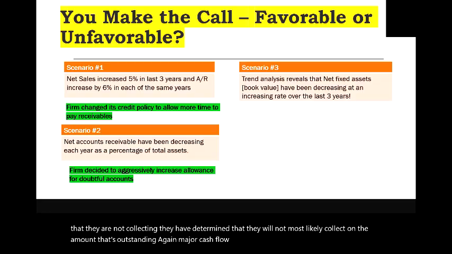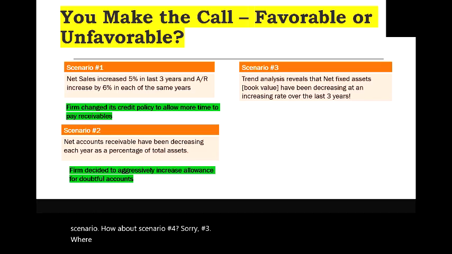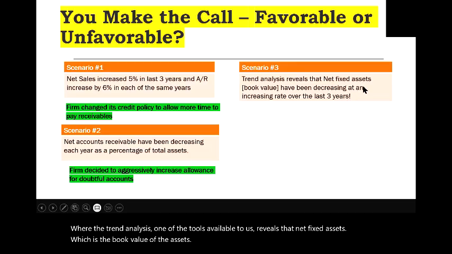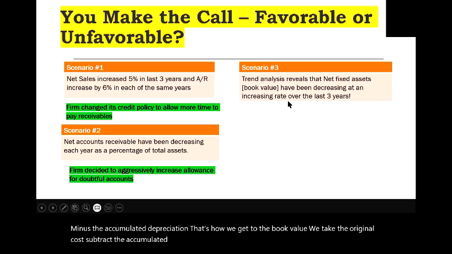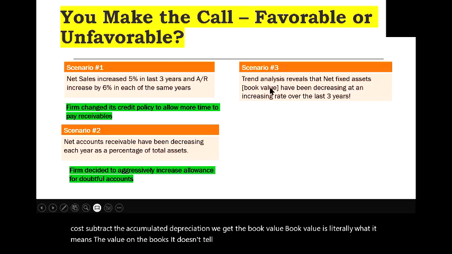How about scenario number 3, where the trend analysis, one of the tools available to us, reveals that net fixed assets, which is the book value of the assets minus the accumulated depreciation. That's how we get to the book value. We take the original cost, subtract the accumulated depreciation, we get the book value. Book value is literally what it means, the value on the books. It doesn't tell us what that asset can be sold for necessarily.